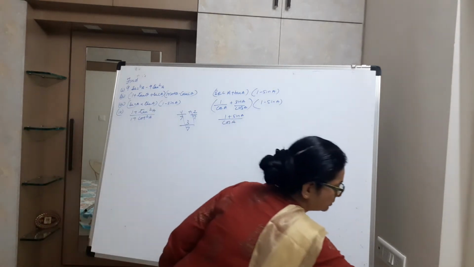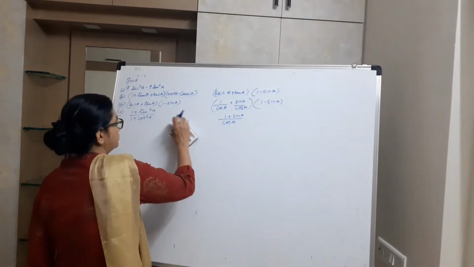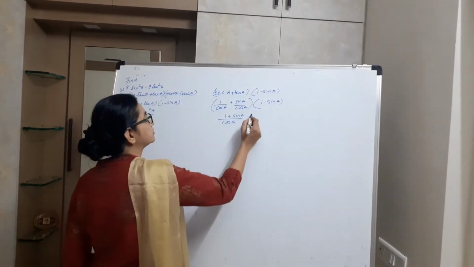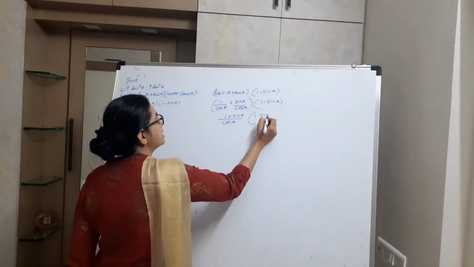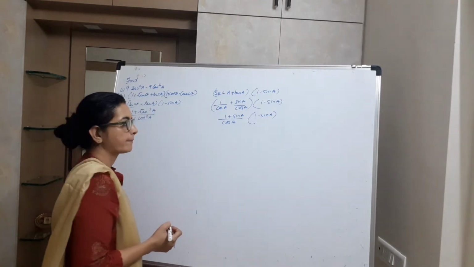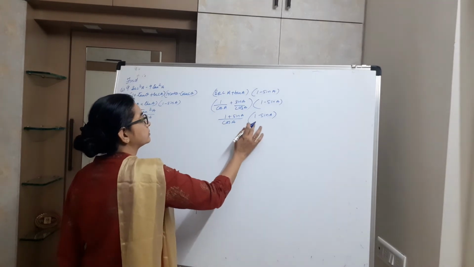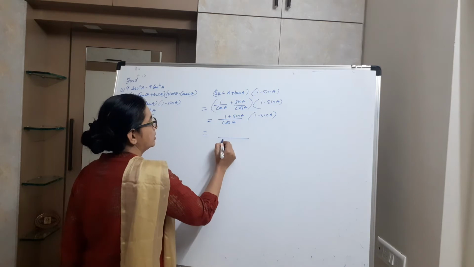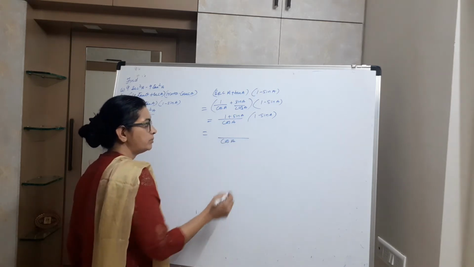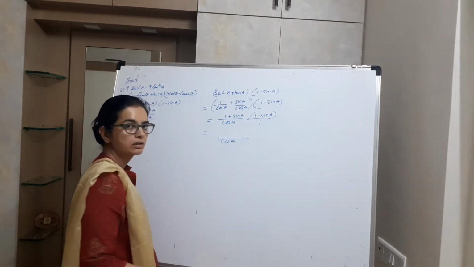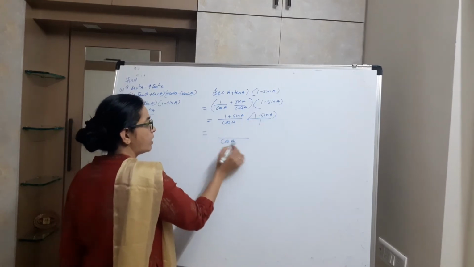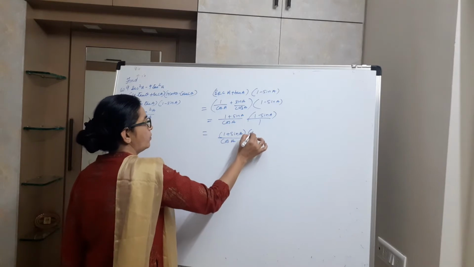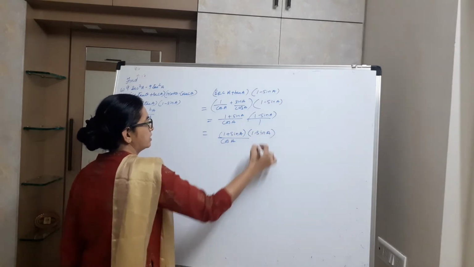Now, 1 minus sin A. Cos A is in the denominator because here nothing is there, only 1 is there. So cos A into 1 is 1, cos A, times 1 plus sin A, 1 minus sin A.